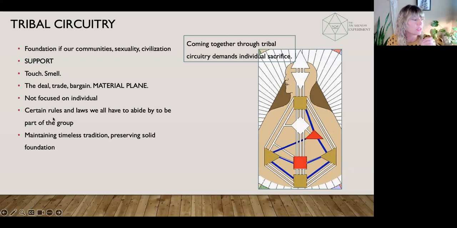This is about certain rules and laws that we all have to abide by to be part of the group. So the tribe is about rules. It's about you follow the rules, you're accepted in the tribe. So you can see already how that can conflict with individuals who don't care about the rules. They're here to do their own thing.